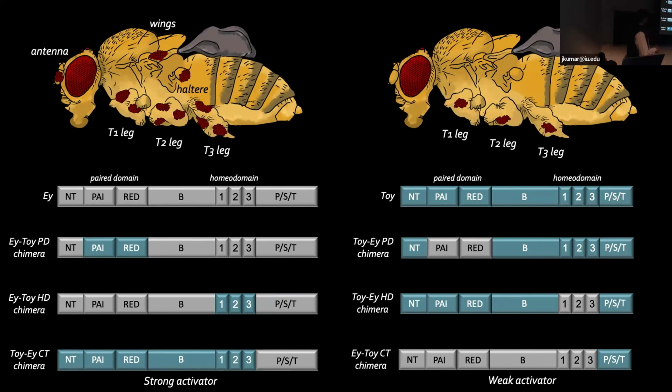And so all the molecules here on the left, the one thing that's in common is that they all have the strong activation domain from iris, and they all give you this very robust pattern of ectopic eyes. Everything on the right gives you this very anemic pattern of ectopic eyes, and the one thing in common is that they all have the weaker activation domain from twin of iris.